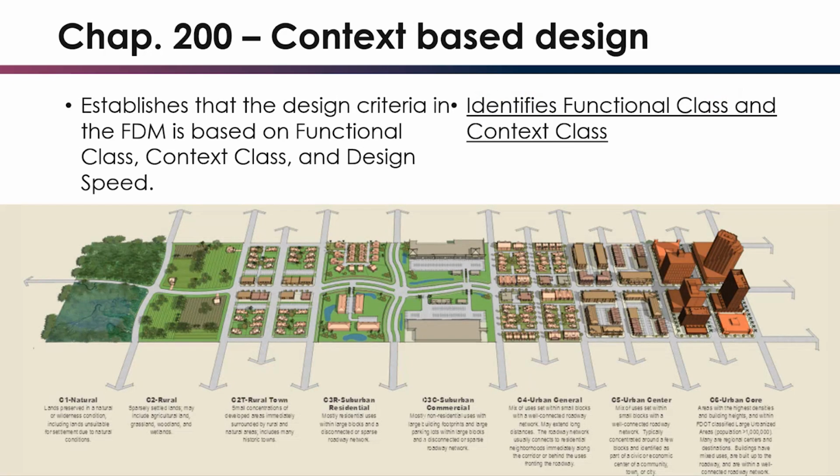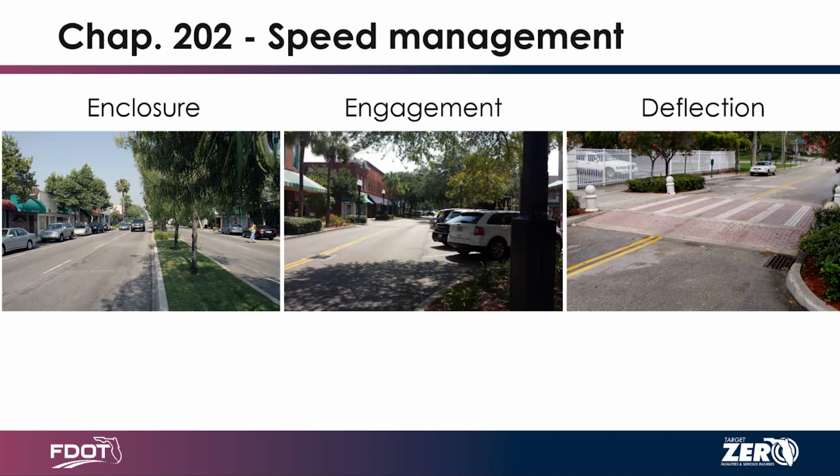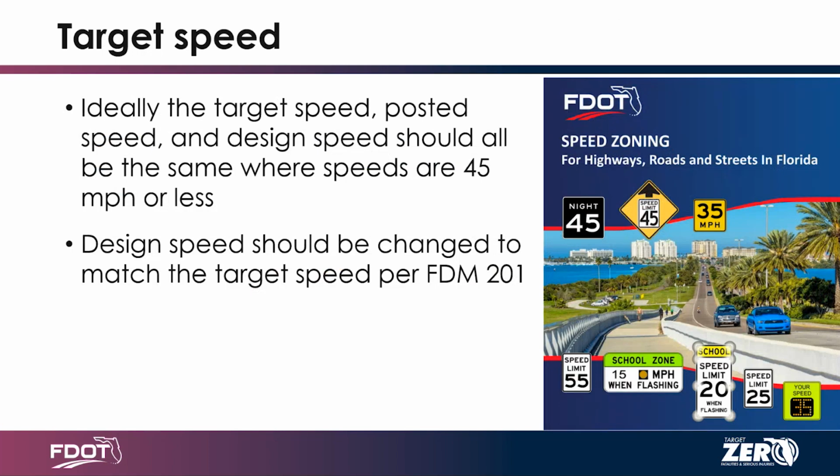Context-based design is essentially that, identifying the context and changing what's happening on the roadway based on that surrounding area. You've got your design controls, and the speed management, outlining enclosure, engagement, and deflection, as well as identifying what countermeasures can be used in which speeds, and going through a lot of the countermeasures we're going to talk about in a minute.